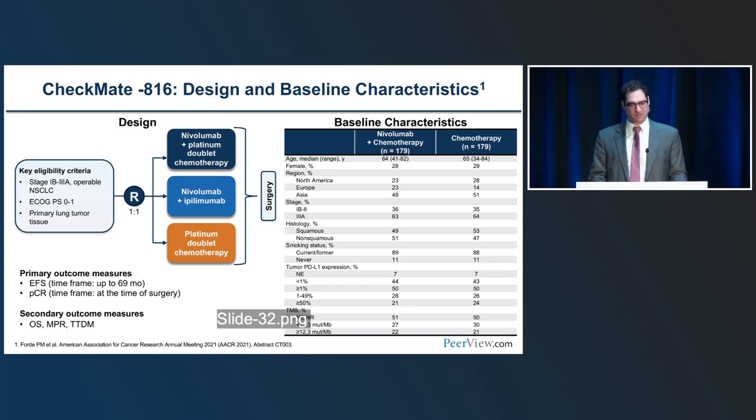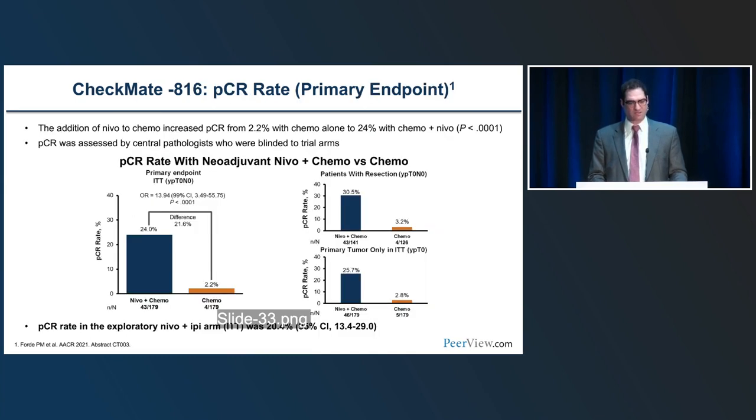Now, the one that's very exciting that was recently FDA approved is the Checkmate 816 study. This was a clinical trial looking at stage 1B to 3A operable non-small cell lung cancer in patients with good performance status. Patients were randomized to receive chemotherapy with nivolumab, dual ICI with nivo and ipi, or platinum doublet chemotherapy. I'm going to focus on the platinum doublet chemo versus nivo chemo arms. The primary outcomes were event-free survival as well as pathologic complete response, with secondary outcomes of overall survival and others, in an overall well-balanced population.